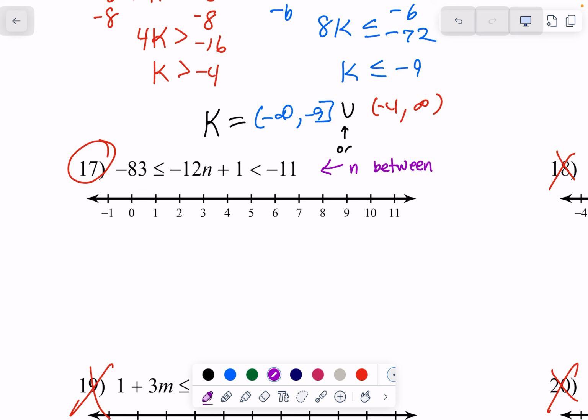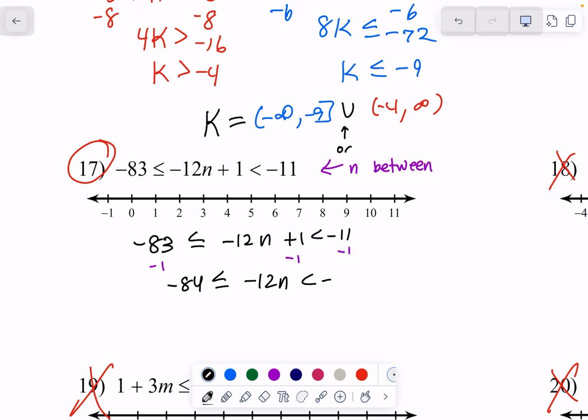Okay. So let's take a look at how we would proceed. I think of it as a 3D problem. Instead of an equation where I have 2 sides, it's an equation that's 3D. It has 3 sides, 3 pieces. So if you subtract 1 in the middle, because we want that n to be between 2 things, we subtract 1 everywhere else.